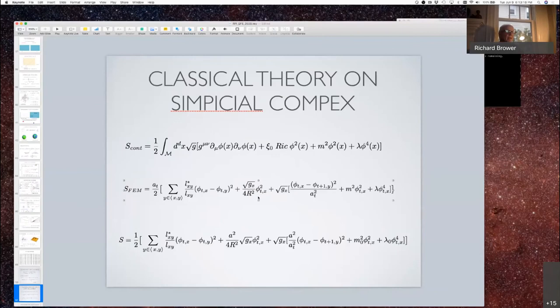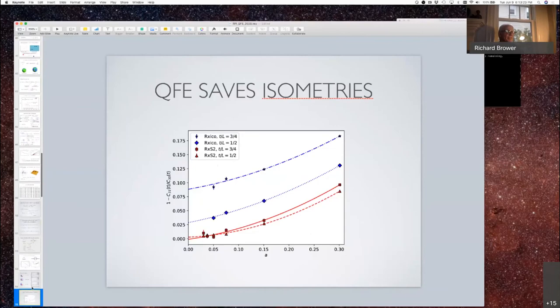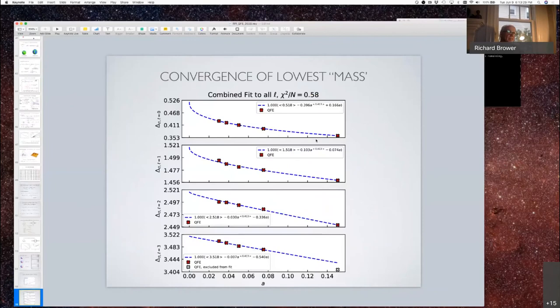And I talked to many people, nobody really understood this. When you drop that term, it is still true that these curves will go to the right answer. In the jargon, it's irrelevant. It's just not that irrelevant. Okay? There's irrelevant and there's very small.